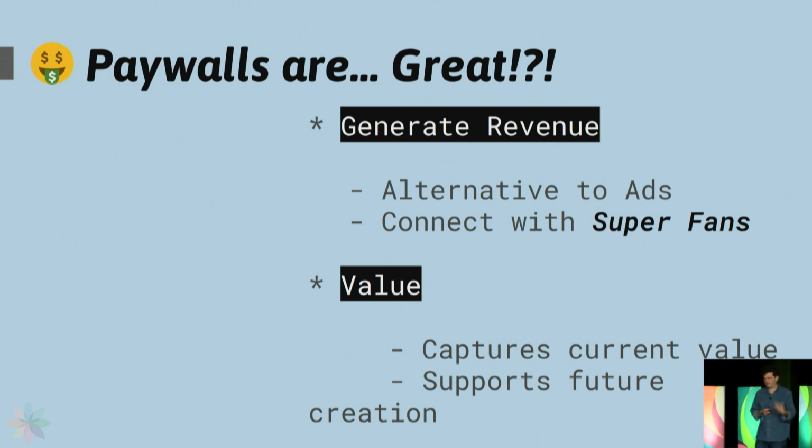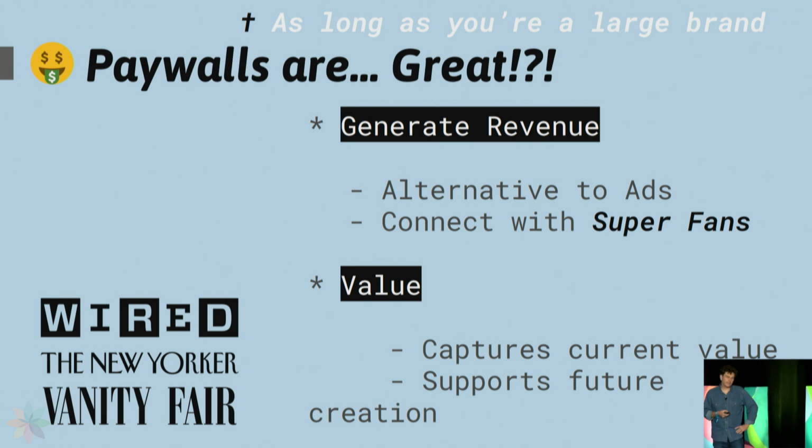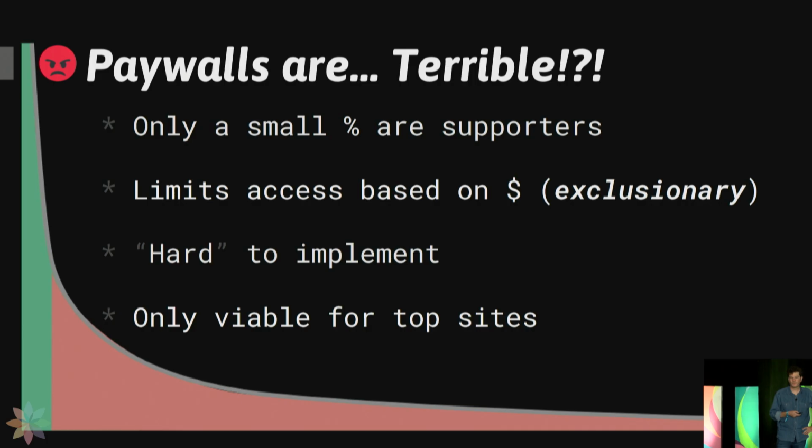They're also a good way to capture the value that you're leaving on the table. So with a lot of websites, you spend a lot of time making the content, but are not always able to get the money that is equivalent to the value that you create. And once you receive that value, you can then use that to create more content. Unfortunately, it's really only great as long as you're a really large brand. And so the reason that we have paywalls that are really functional on sites like The New Yorker is because it works there. On most of the other sites, paywalls are really kind of terrible.